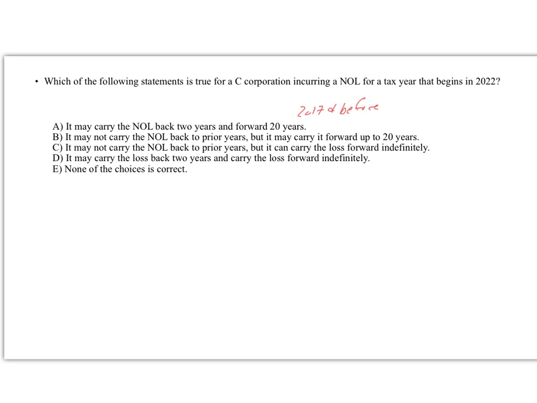All right. So then we have B. It may not carry the net operating loss back to prior years, but it may carry it forward up to 20 years. Well, that's not correct ever, because now they get to carry net operating losses forward indefinitely. C, it may not carry the net operating loss back to prior years, but it can carry the loss forward indefinitely. Okay, so let's look at that one.